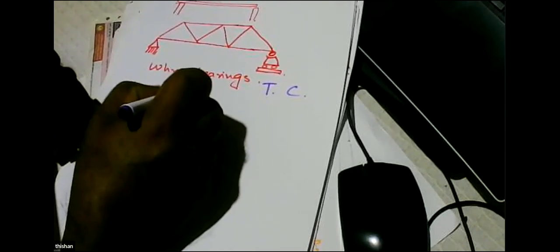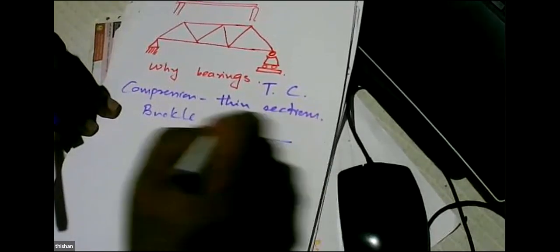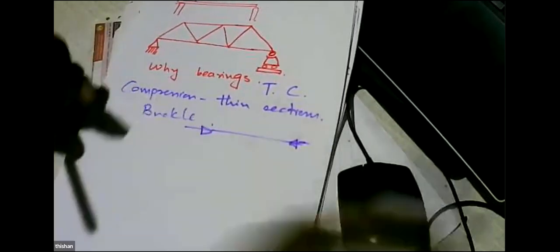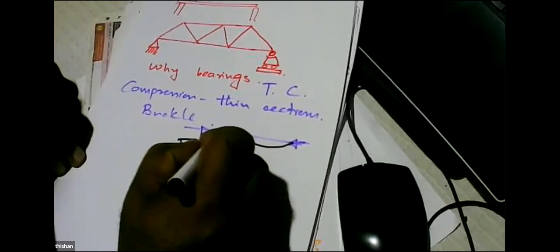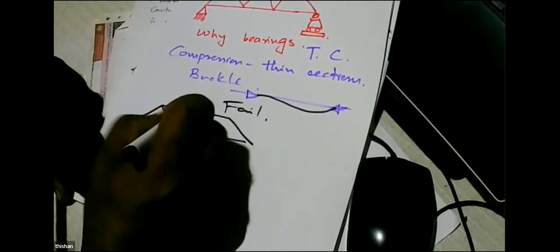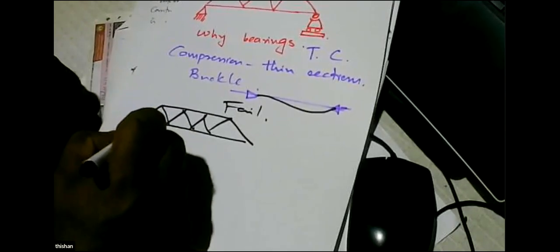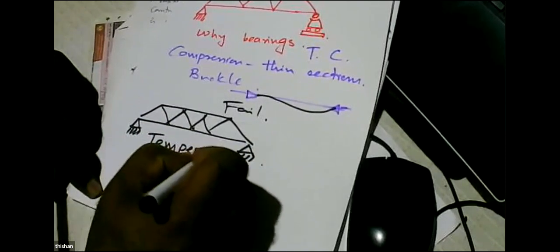Now steel is a very good material for tension and compression. But in compression, these thin sections would have a problem. What is the problem? They buckle. When you compress a thin steel section, the section can buckle like that and fail. So if you have a bridge like this, and it is fixed, what would happen? There will be temperature-induced stresses.